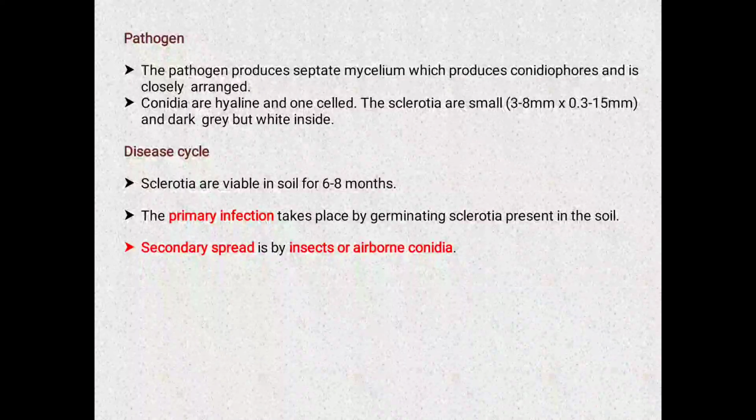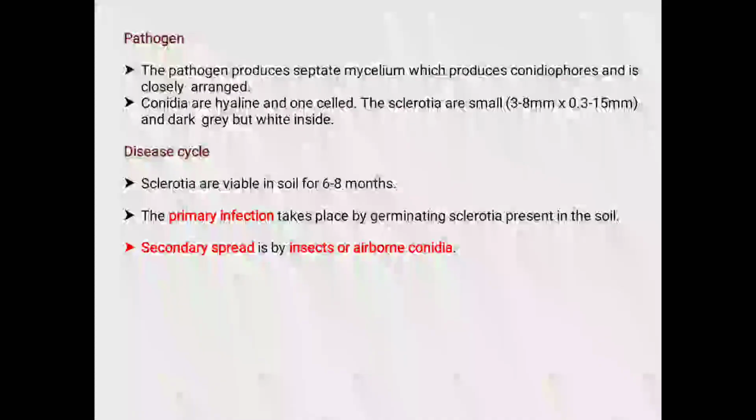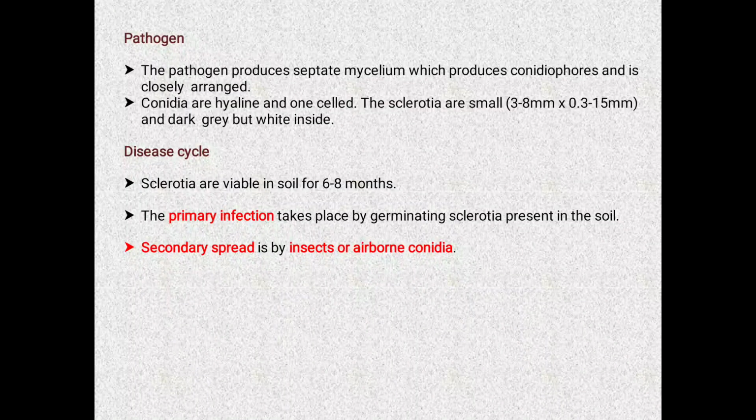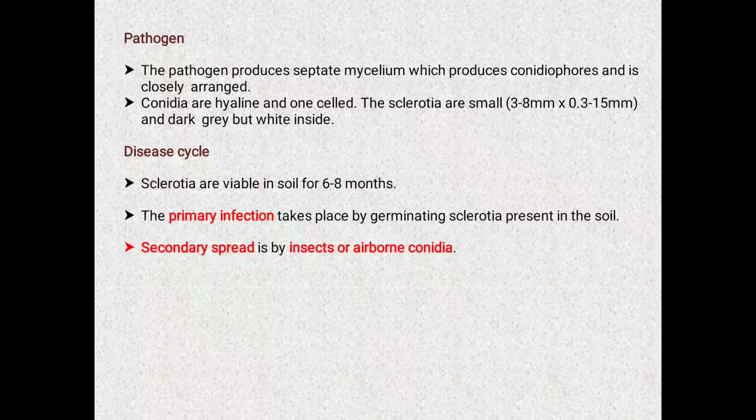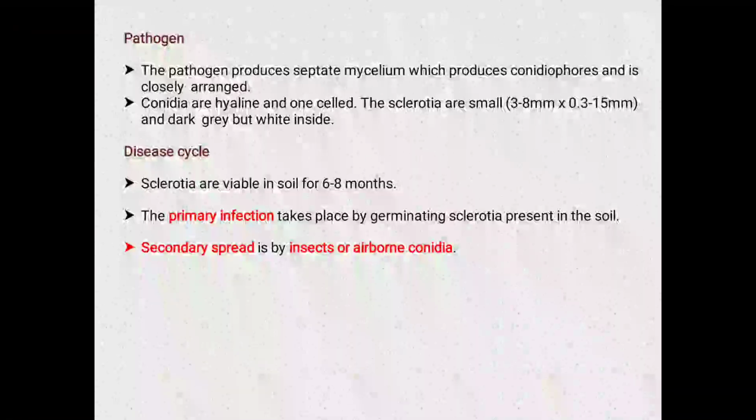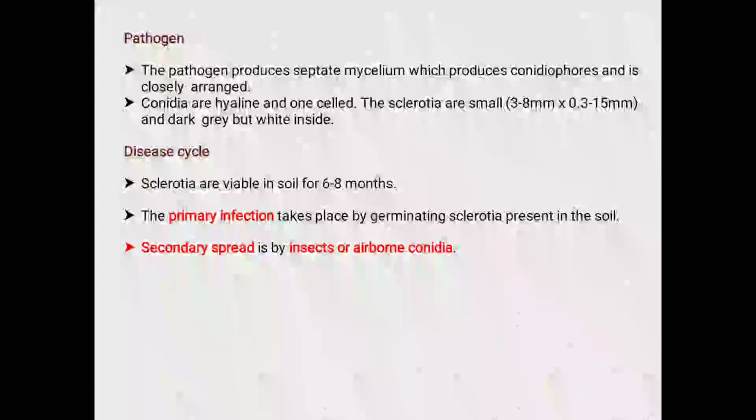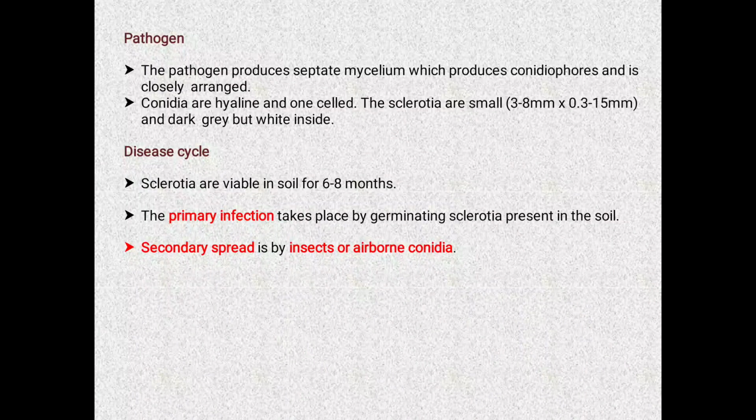Pathogen, that is etiology. The pathogen produces septate mycelium which produces conidiophores that are closely arranged. Conidia are hyaline and one-celled. The sclerotia are small and dark grey but white inside. Disease cycle. Sclerotia are viable in soil for 6 to 8 months. The primary infection takes place by germinating sclerotia present in the soil. Secondary spread is by means of insects or airborne conidia.